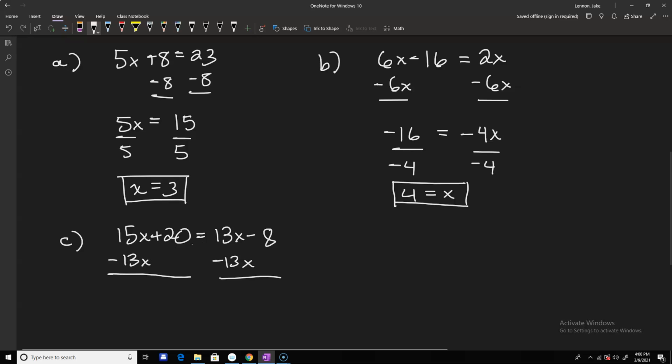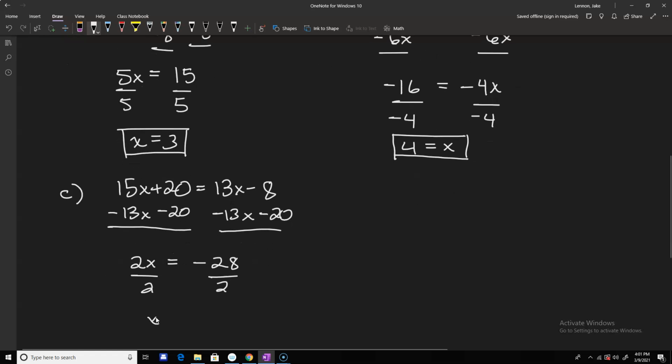The x's will cancel on the right. But I don't want this 20 on the left because that's the side I've chosen for my x's. So I'm also going to subtract 20, and that'll move my regular numbers to the right. So 15x minus 13x will leave me with 2x. 20 minus 20 goes away. 13x minus 13x goes away. And minus 8 minus 20 becomes minus 28. And then I just have to go through the final step of dividing by 2. And I get my answer. X is negative 14.